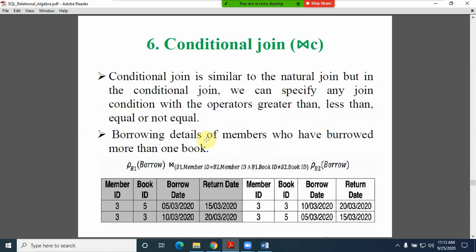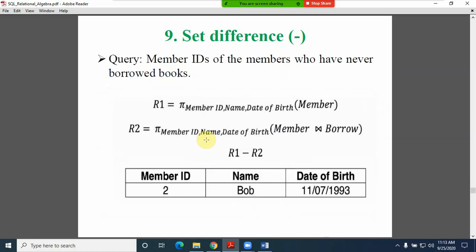Now you can observe this as part of the implementation. In R1, we take the member ID, name and date of birth from the member table. R2 contains the member ID, name and date of birth from the borrow information. So who borrowed books can be expected from result set 2, and result set 1 has all the member information. Now we subtract the second result set from the first one. Obviously, the result will end up with member 2.